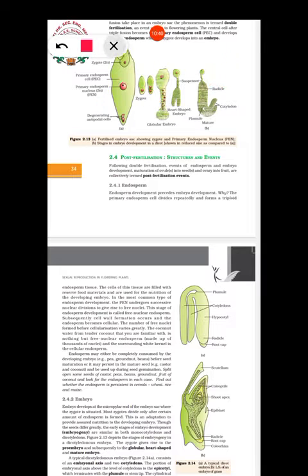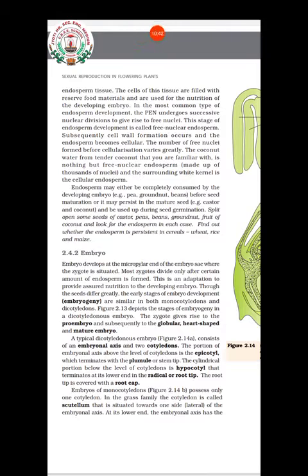Okay, so first of all, before the zygote's development, the primary endosperm nucleus itself will develop, okay, into a triploid endosperm tissue. The cells of these tissues will be filled with reserved food materials, and their use is they give nourishment to the developing embryo. Okay, so there are different kinds of endosperm development. You will study that in higher classes.